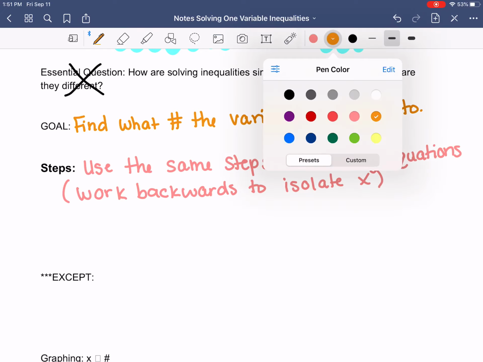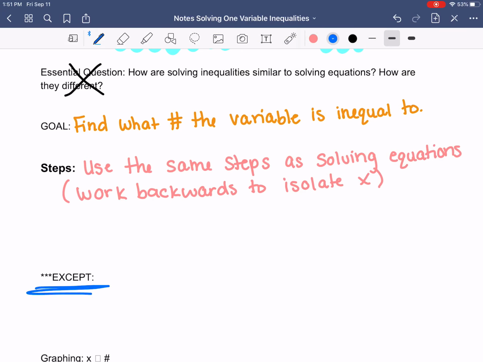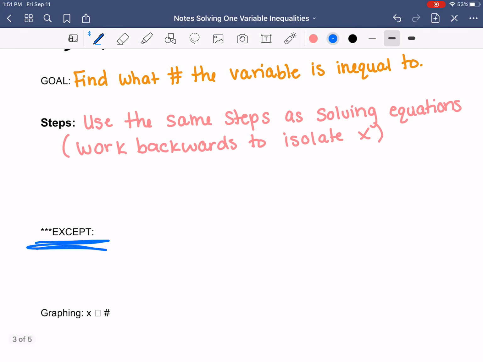But there's a big old except down here. So we want to know this big exception. The only thing that's different with solving inequality is that if you multiply or divide by a negative, you have to remember to flip the sign.